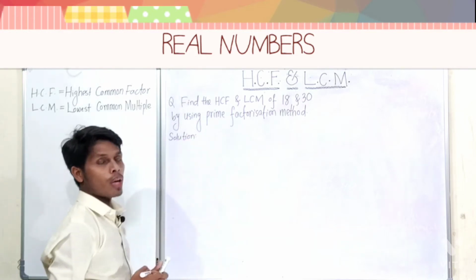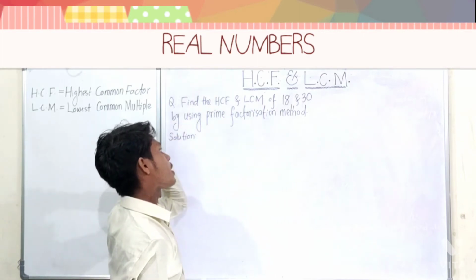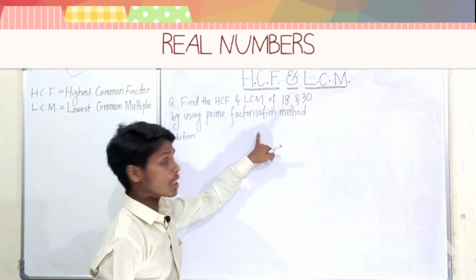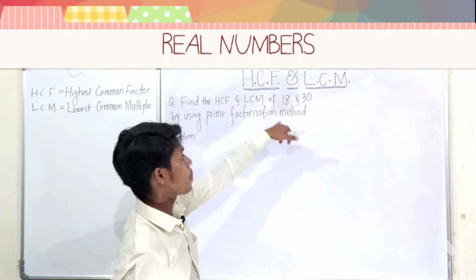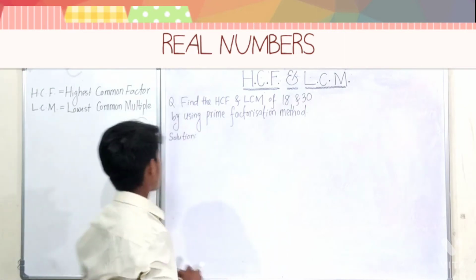At first, what do we need to do? As it is mentioned in the question, and we are discussing finding HCF and LCM by using the prime factorization method, we need to find the prime factorizations of the given integers. So let's do it.